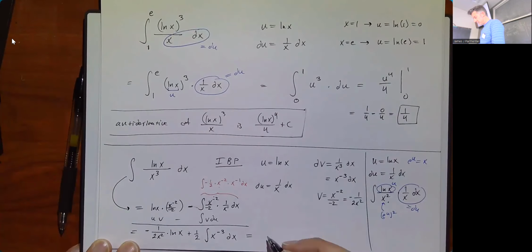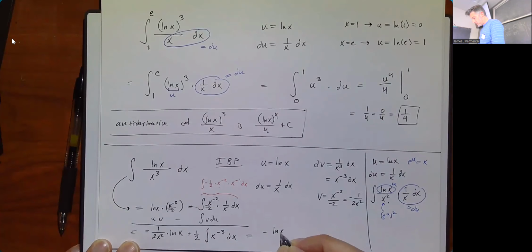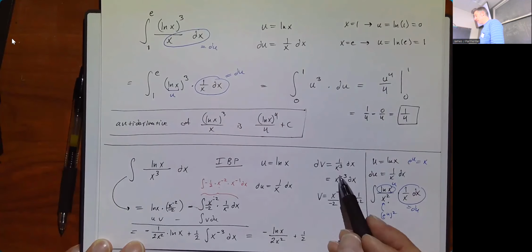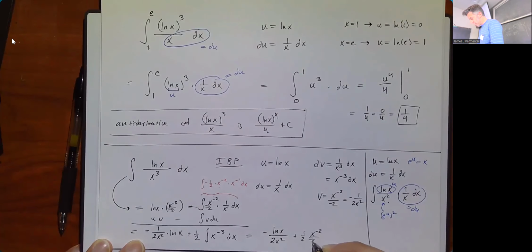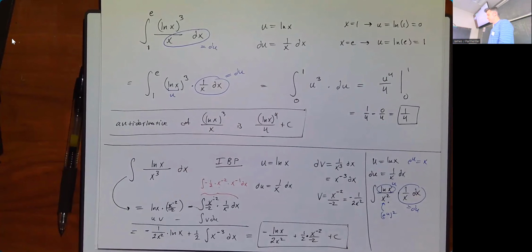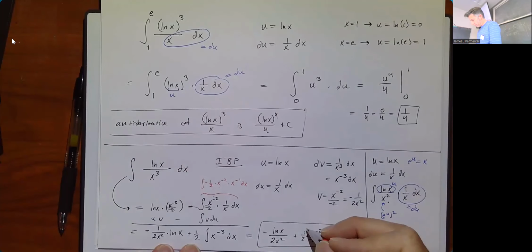I could write that as negative natural log of x over 2x squared, just to save space, plus 1/2. The antiderivative of x to the negative third is something I already did and got x to the negative 2 over negative 2, plus c. Yes, we could make this look nicer, but I ran out of space and I don't want to. But you can make that negative 1 over 4x squared if you prefer. I probably prefer. But whatever.